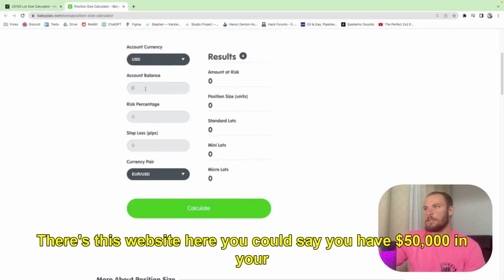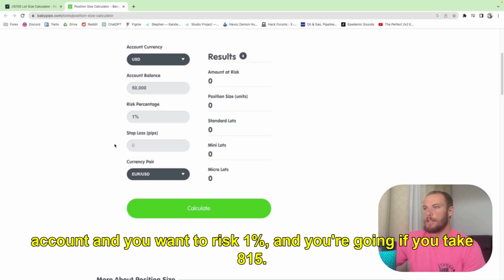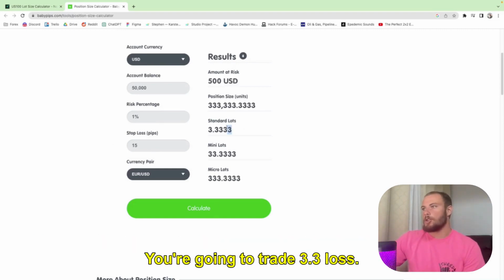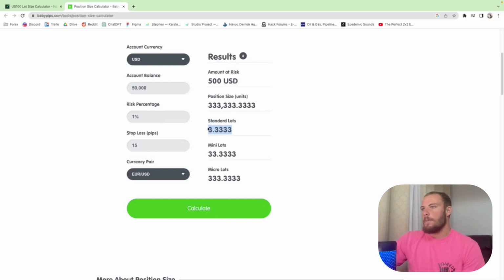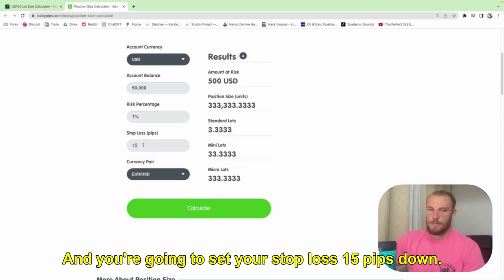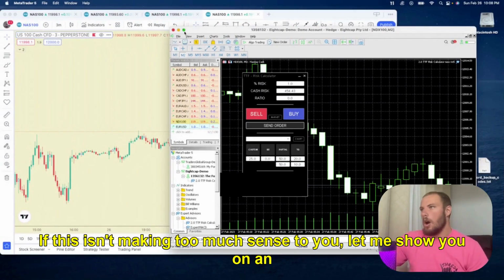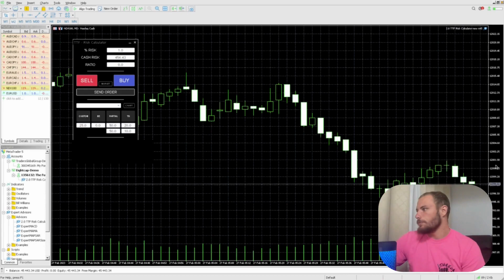If you're trading Forex, there's this website here. You could say you have $50,000 in your account and you want to risk 1%, and you're going to take a 15 pip stop. Calculate, all right, you're going to trade 3.3 lots, okay, and you're going to set your stop loss 15 pips down. If this isn't making too much sense to you, let me show you on an actual chart, okay?